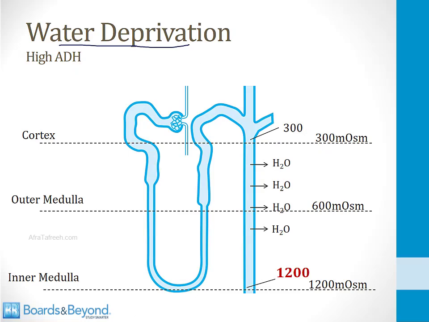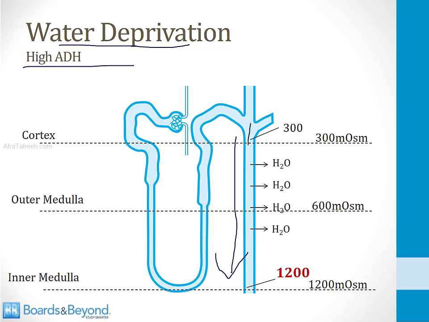For example, imagine you've been walking outside on a hot day, you haven't had any water to drink, and you've been sweating profusely. In this setting, your ADH level will get very high. That's because your plasma osmolarity is rising and it's being sensed by the pituitary gland, and ADH is being released. This is going to make the collecting duct here permeable to water through insertion of aquaporin channels.